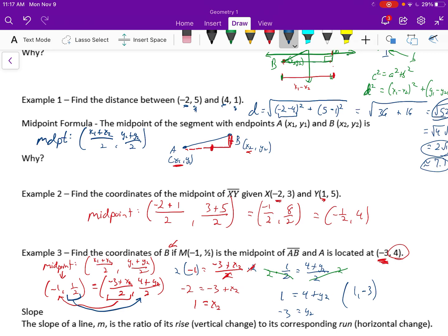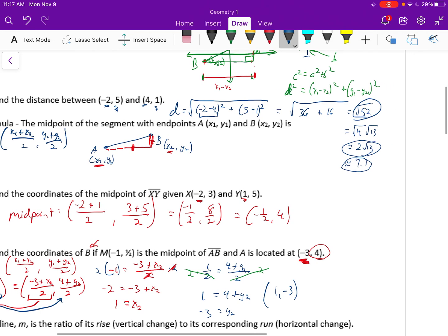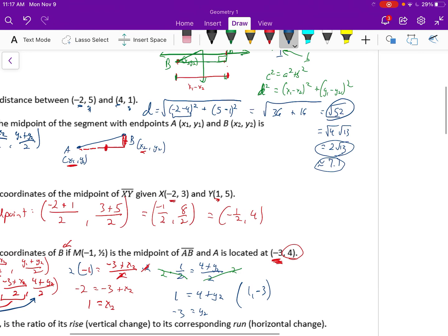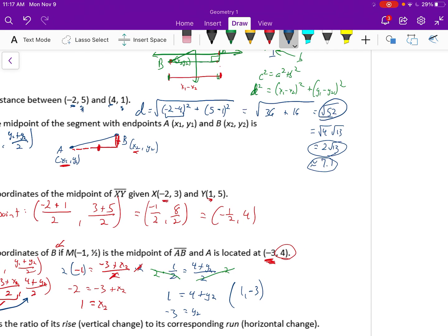So that's a little bit longer way to do that. There is a bit of a quicker way, which I know we don't have a lot of room here, but we can just kind of generically pick A and B. This isn't necessarily going to be in the right order, but let's say here's A, here's B, and here's M. Well, we know A is at negative 3, 4. And we know M is at negative 1, 1/2.